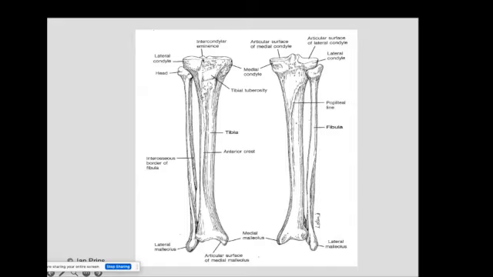Here are the plateaus, and the intercondylar eminence is sticking up there. That's what separates it. See that? We have the anterior crest. So you run your hand down your lower leg, around the shin, you can feel the anterior crest. And then on the bottom, we have the malleolus. We have the lateral malleolus with the fibula, which we'll look at in a minute, but this is the medial malleolus. Because the tibia is on the inside of our leg, the thing sticking out from the side is the medial malleolus.